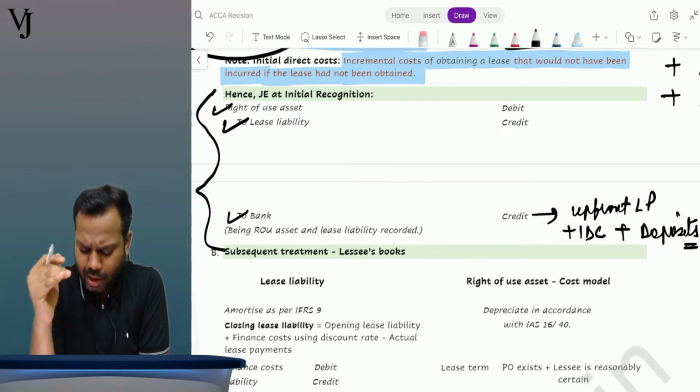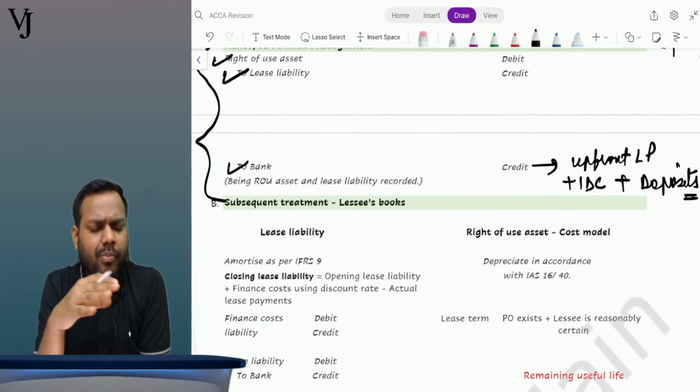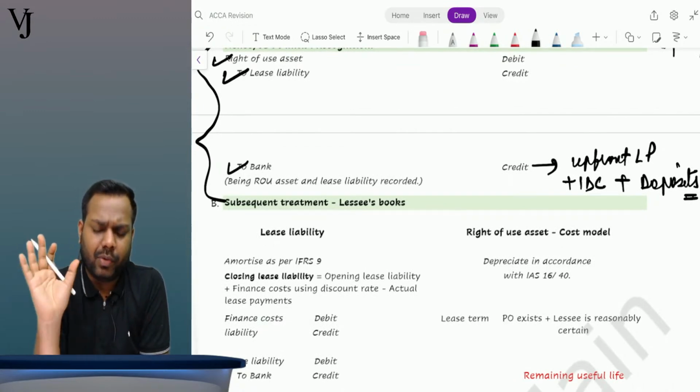Definitely, don't worry at all. After discussing the subsequent treatment, I will take up an example with you, covering every point I have discussed, and I will make it clear to you guys, okay, don't worry.